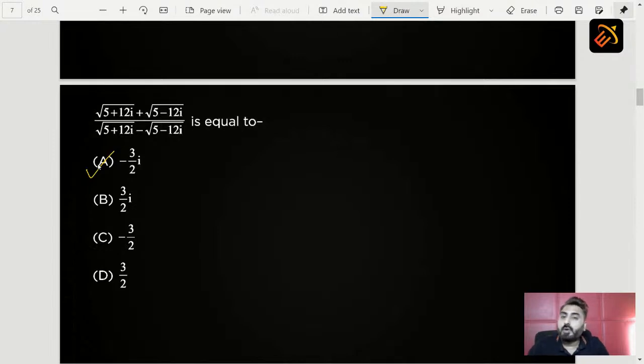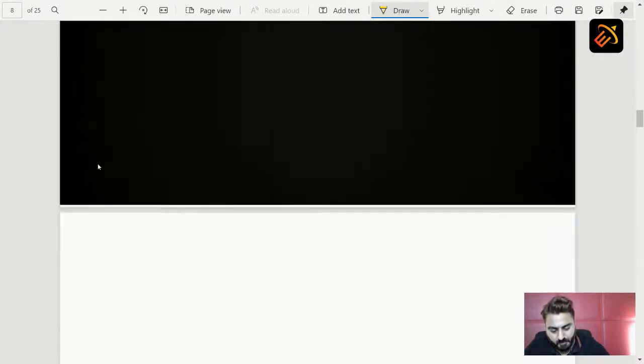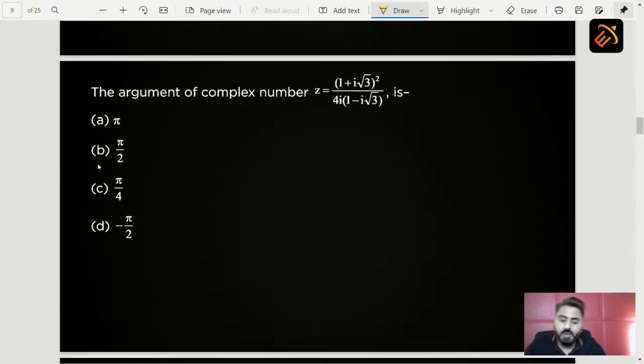So students, this was about this MCQ. Now let's move on to the next MCQ, and our next MCQ is the argument of a complex number. Now students, before starting this MCQ, let me give you the idea about argument of different quadrants.